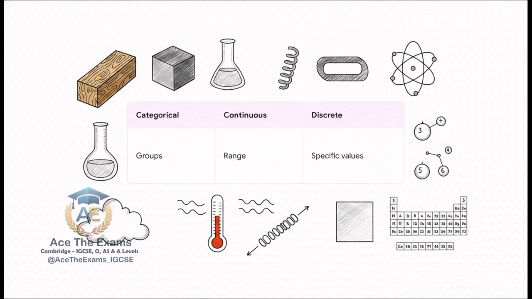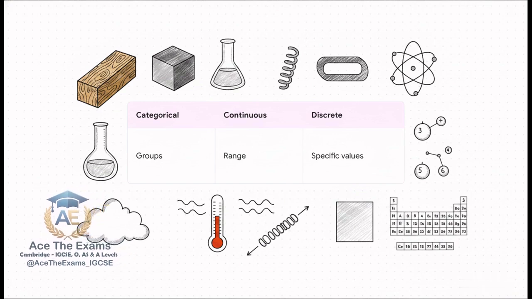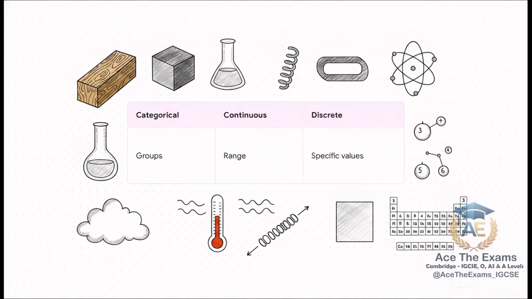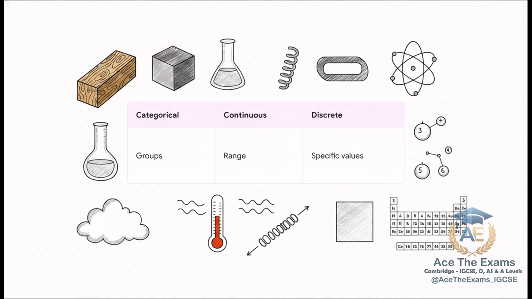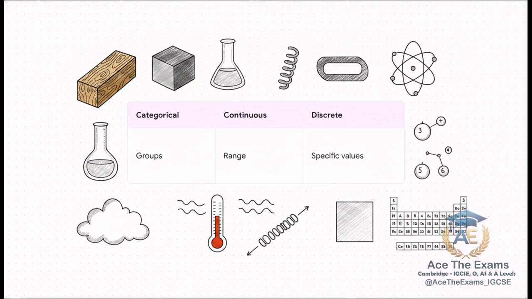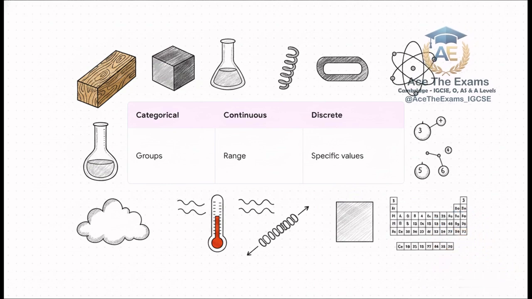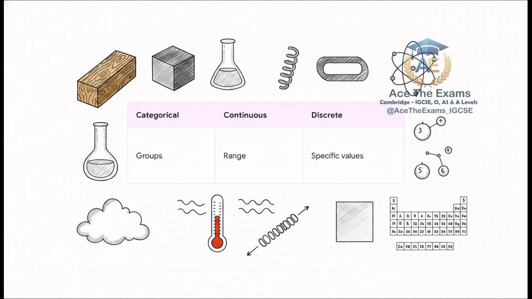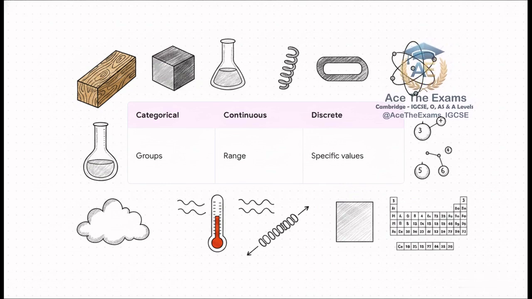This taxonomy beautifully breaks down data into 3 specific types. First up is categorical data. This is data sorted into distinct groups that can't be ordered mathematically, like the names of different materials, copper, glass, plastic. Next, we have continuous data. Think of this like a sliding volume dial. It can take any numerical value within a certain range, like the temperature of a liquid cooling down or the exact length of a stretched spring. It could be 5.1 centimeters or 5.12 centimeters.